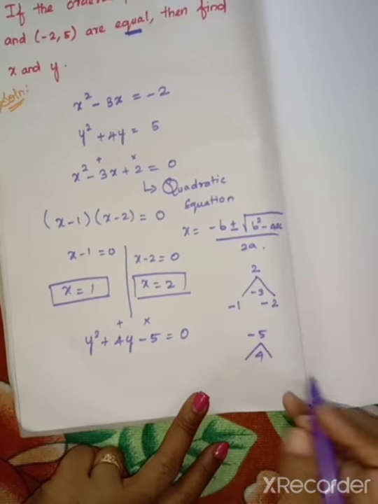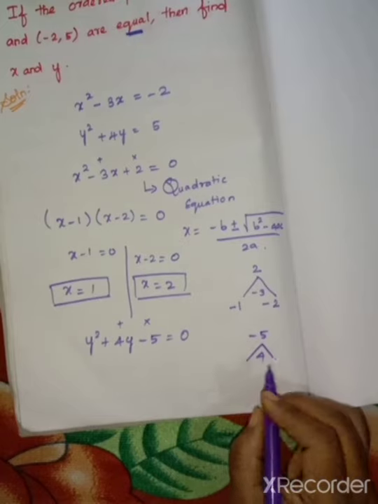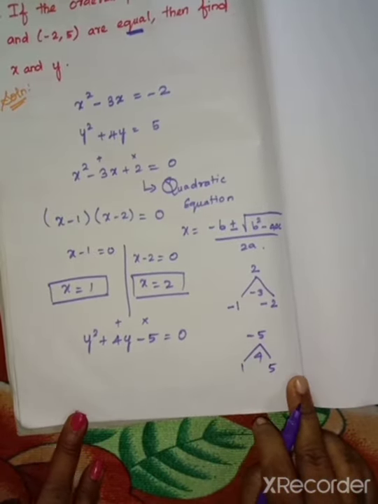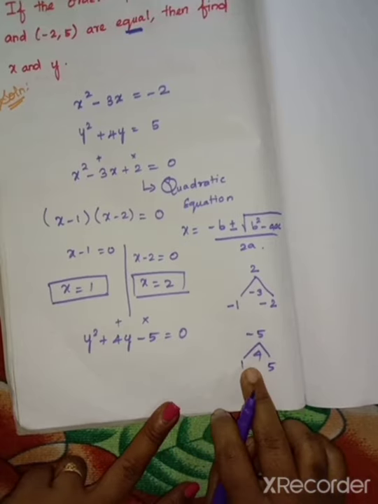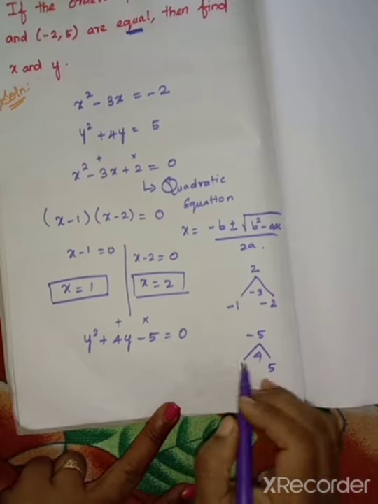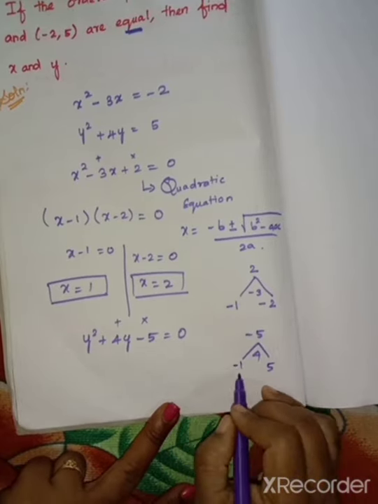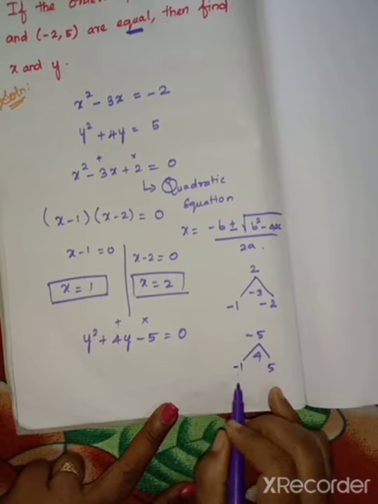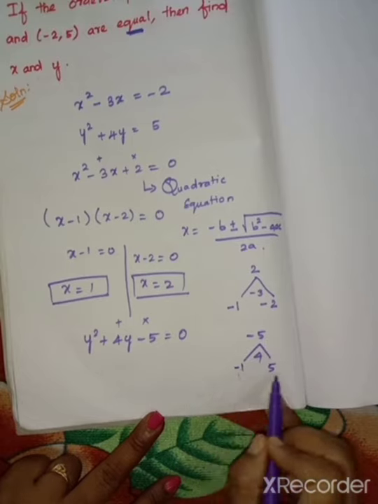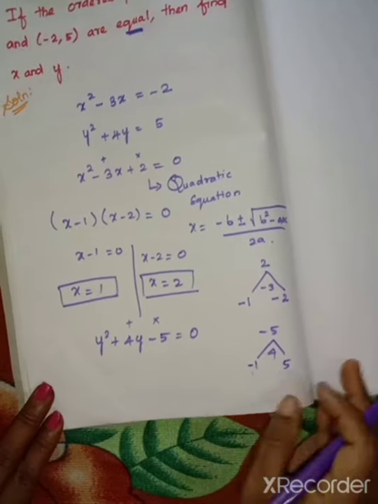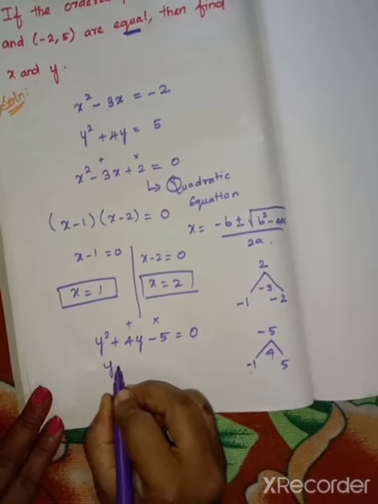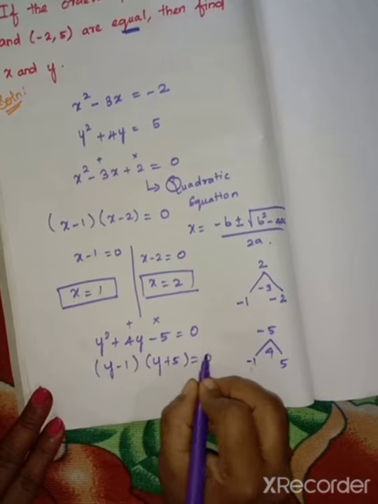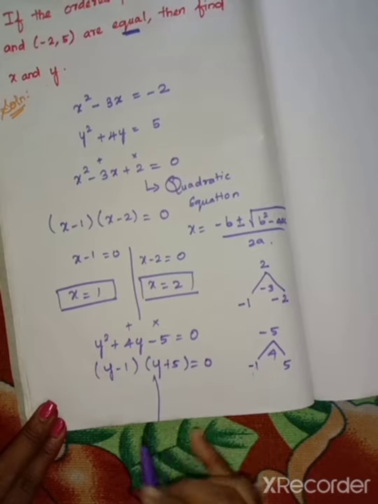So for 5, 1 fives are 5. If you add we get 6, if you subtract we get 4. So we want plus 4. That means we have to write the minus sign with the smaller term. If you multiply, minus into plus is minus, 1 fives are 5. If you subtract, we get 4. So now write the factorization: y minus 1, y plus 5 equal to 0. Then the same process.